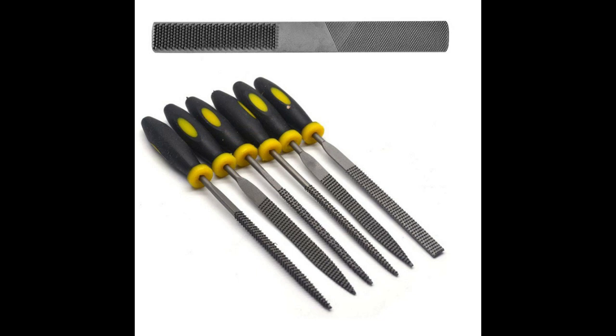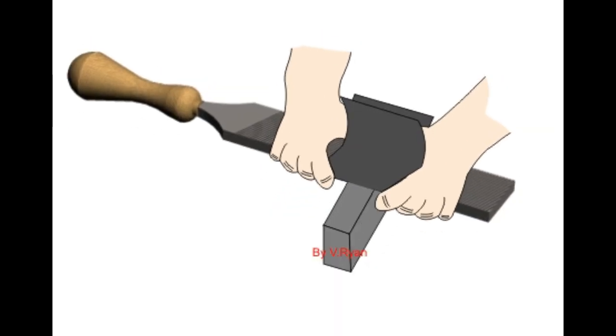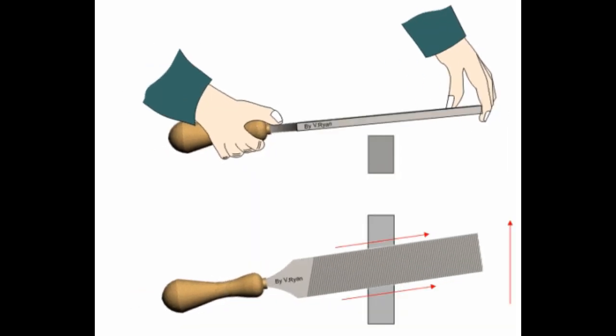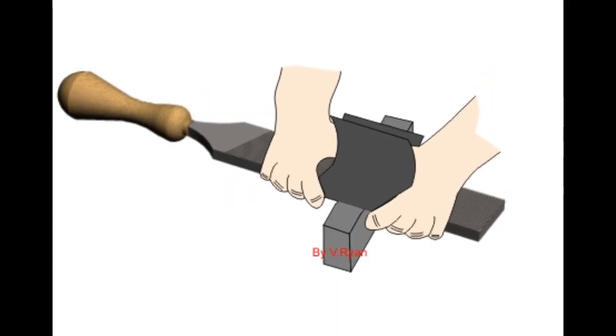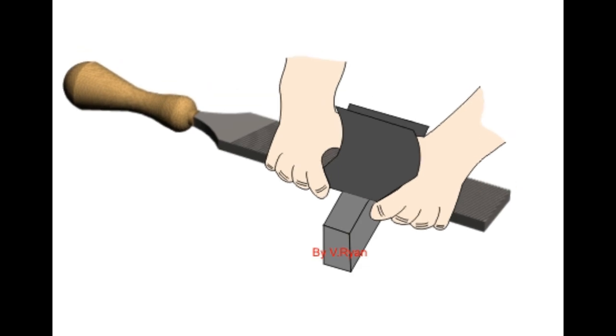The next is metal file. Engineer files, also known as hand files, are a type of hand tool used to smooth and shape a range of materials including metals and wood, removing any unwanted material after cutting or sharpening. Engineer files can also be used with a file handle to make their use more ergonomic.